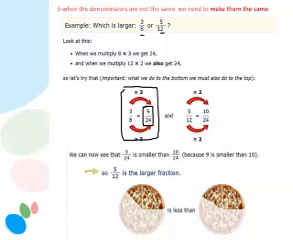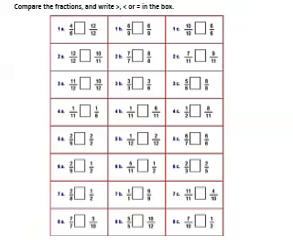In 5 over 12, I'm going to multiply the 12 by 2, so I get 24. Also the 5 by 2, so I get 10 over 24. Now I can compare them because I got the same denominator. So both of them have the same denominator, so the bigger the numerator, the bigger the fraction. So 10 over 24 is greater than 9 over 24.